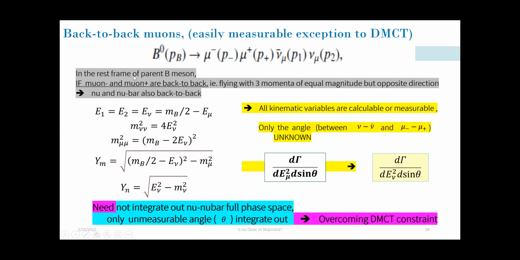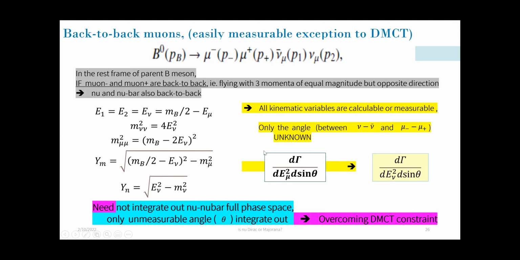We are talking about this decay again. Now in the rest frame of the B0 meson, mu minus and mu plus come back to back, which means they have the same magnitude of three-momenta, in opposite directions. Then nu and nu bar are also back to back. Now B0 is at rest, so if this is back to back, this must also be back to back. So I know all of this: E mu is measurable, but E nu is calculable. Because this mass is almost zero, the size of P nu is also calculable. Everything is known; M nu missing is calculable, M mu is measurable, also calculable. All other kinematic functions are calculable or measurable. The only unknown is the angle between nu nu bar and the mu nu bar. That angle is theta.